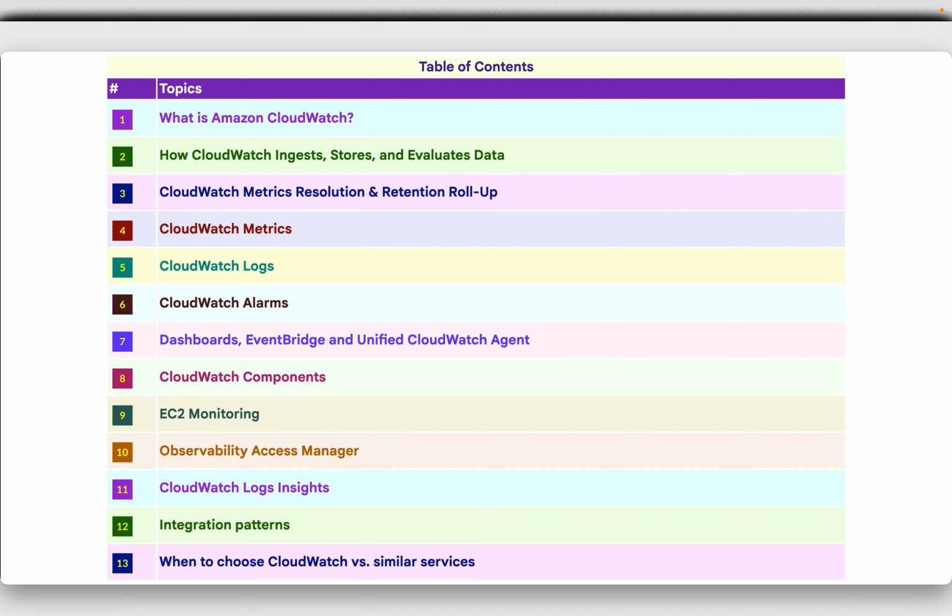So this lecture will contain all these topics. What is Amazon CloudWatch? How CloudWatch ingests, stores and evaluates data. CloudWatch metrics resolution and retention rollup. CloudWatch metrics. CloudWatch logs. CloudWatch alarms. Dashboards, EventBridge and Unified CloudWatch agent. CloudWatch components. EC2 monitoring. Observability access manager. CloudWatch Logs Insights, integration patterns, when to choose CloudWatch versus similar services.